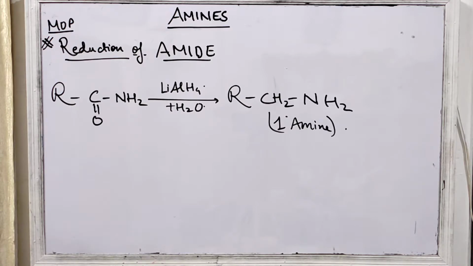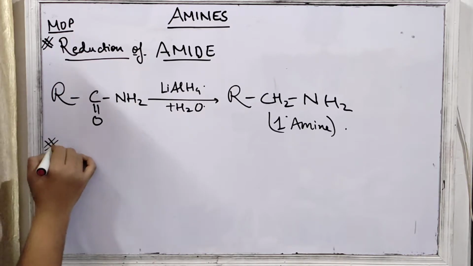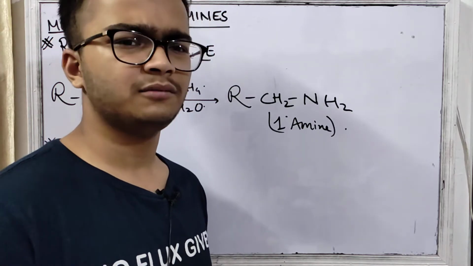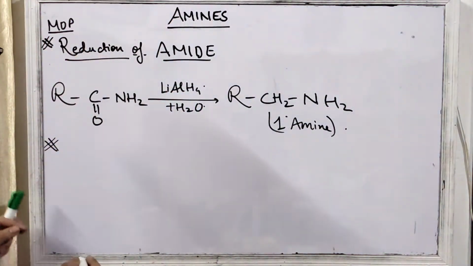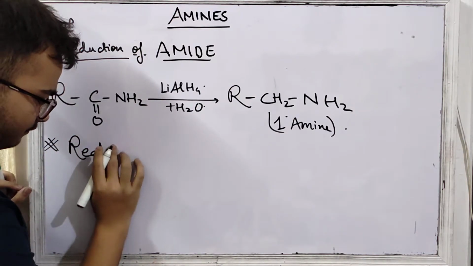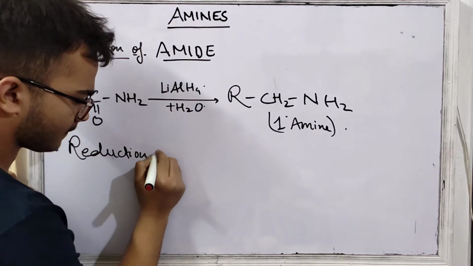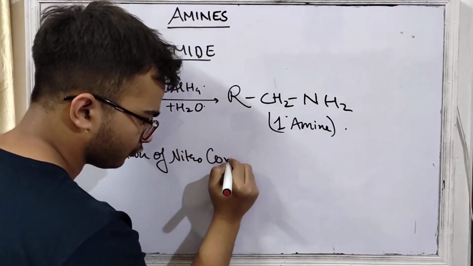So let's move on with the methods of preparation. The next thing which we have is from the reduction of nitro compound. Now what do you mean by nitro compound? It means it will have a NO2 group. So what happens? Let us take reduction. So let's give the heading reduction of nitro compound.